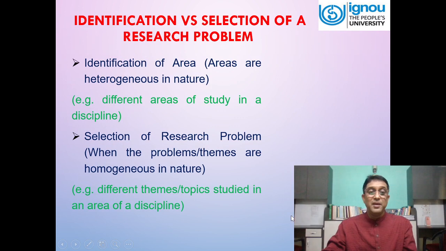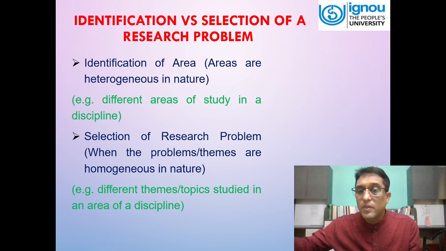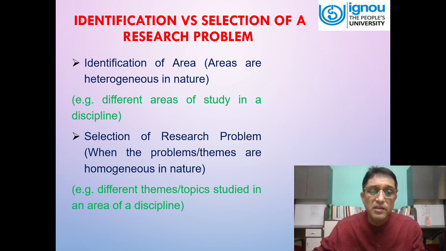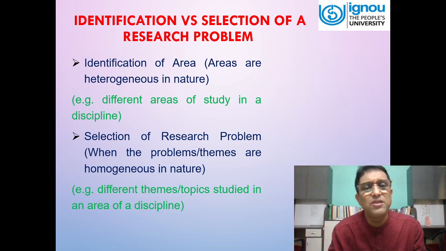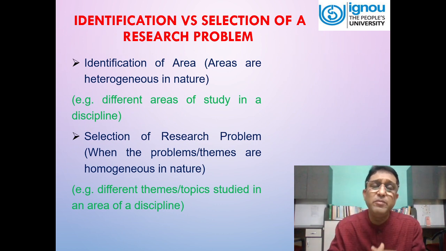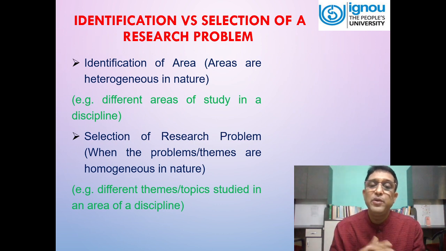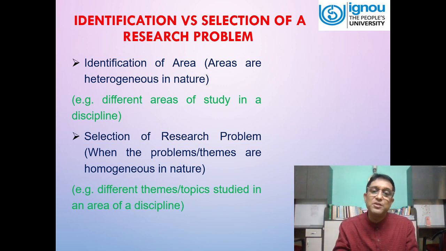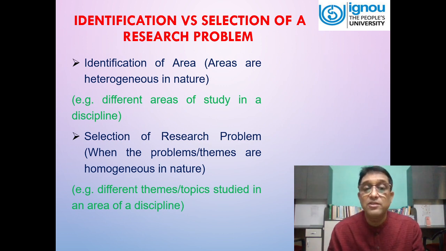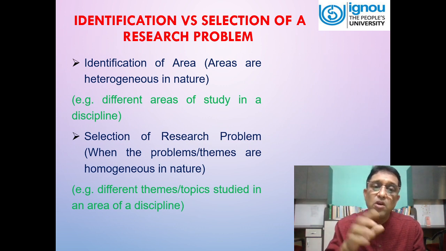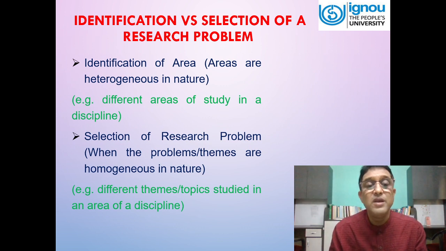Let us go forward. Then further, many a time you must have heard about identification versus selection of a research problem. Many a time we use these two terms synonymously. One is identification and the other is selection. You will find that a few researchers write identification of a research problem and others write selection of a research problem. So what is right? You should know. Being a master's student of education, you should know where to use the term identification and where to use the term selection.